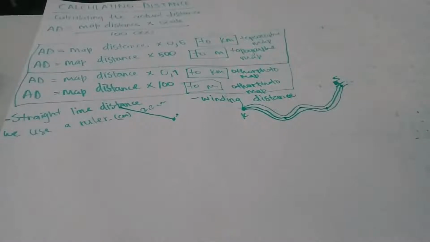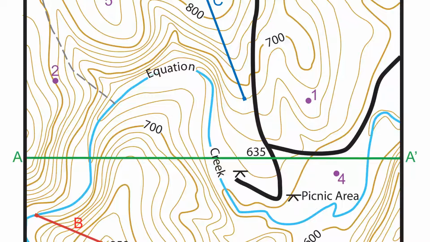So let's calculate the distance using our map. Looking at our map, you can see we have line B and line C. Let's start with line B.